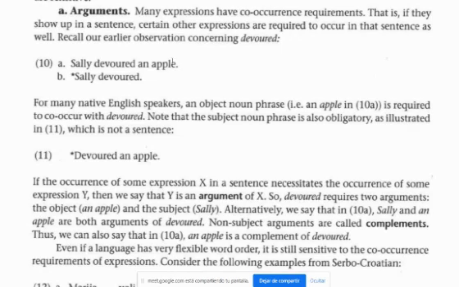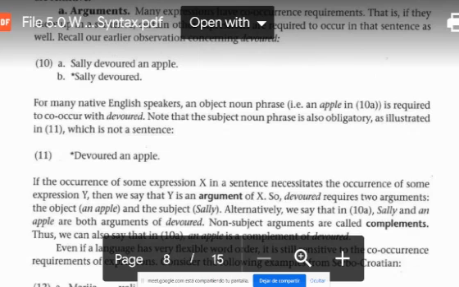Please write complement in your vocabulary. Write adjunct in your vocabulary. What else do you need? We need to know argument. So the combination of argument, complement, adjunct, we are going to see that in chapter 3 and chapter 5. Okay, now let's see. If it is required, apple is an argument, Sally is an argument, devoured is a transitive verb, so apple is a complement.